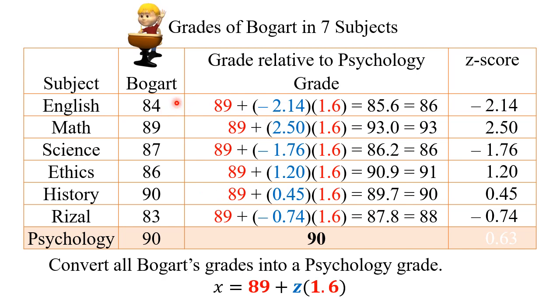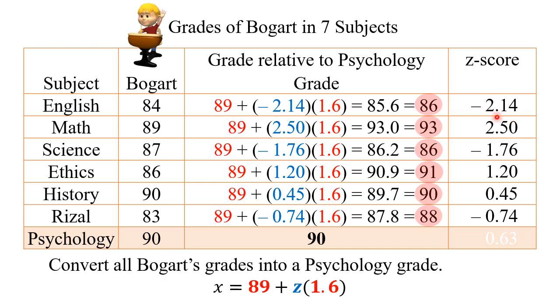So 84 when converted to a psychology grade is 86, 89 when converted to a psychology grade is 93, and so forth and so on. So we can now see clearly, class, that these are now the transformed grades. From the different subjects, we converted them into a psychology grade equivalent.